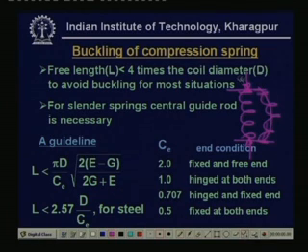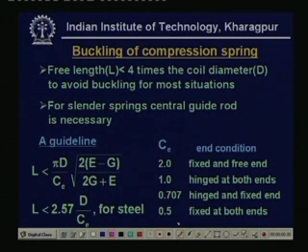So, what is the idea? One of the ideas we try to learn in this particular buckling of compression springs is that when you are designing, if the free length is roughly 4 times the coil diameter, buckling is a concern. To avoid buckling in most situations, the free length should be less than 4 times the coil diameter.